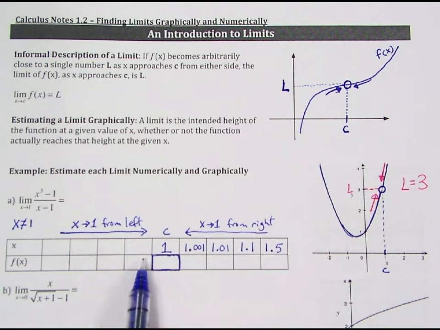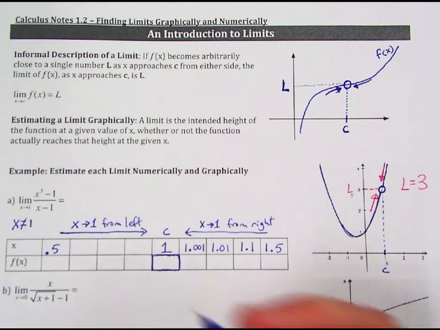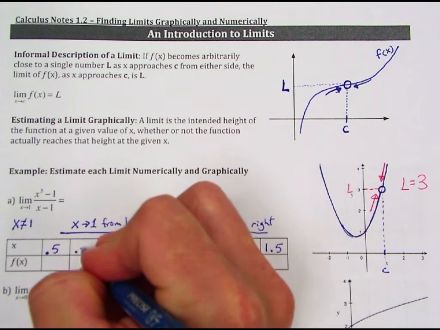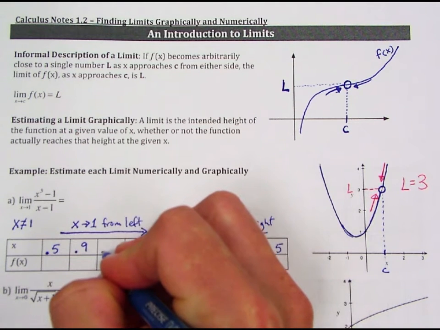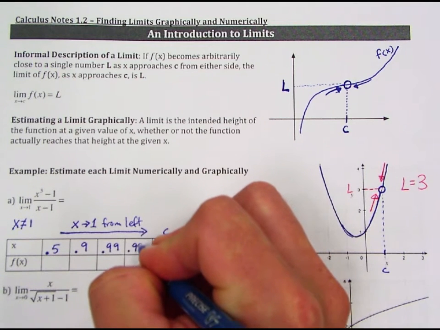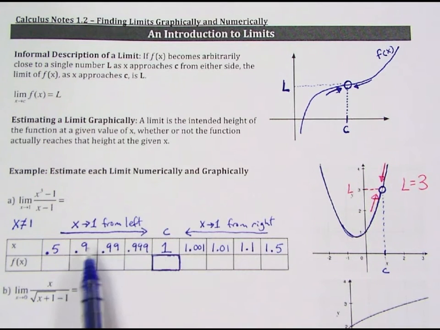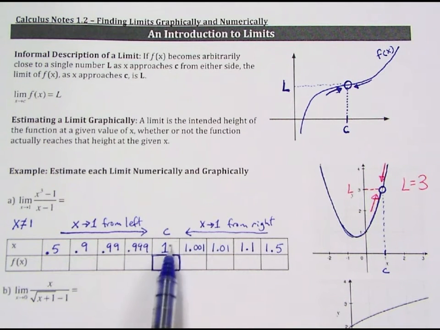So from the left, we're going to just do the same intervals, but now going below 1. So here we're going to start at 0.5. We'll jump up to 0.9, 0.99, and 0.999. So again, we're 1,000th below 1. So here you can see numerically our x values are approaching 1.